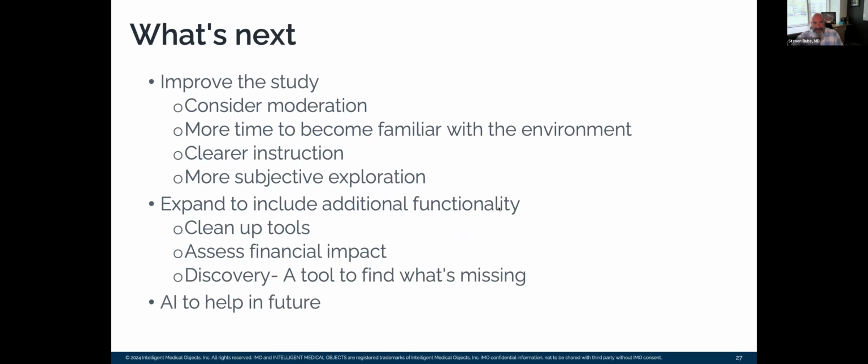So what's next? We did learn a lot, not only from the data, but from the actual act of carrying out the study. And the first thing is we need to improve the study. So consider moderation and some of the things that I just talked about, to be incorporated into it. I think we need to expand the study to include, we got so many questions about the cleanup tools, about assessing financial impact. There are other aspects of these tools, such as a tool called Discovery that can find stuff that's missing. And then, as we said, AI is certainly going to play a role.